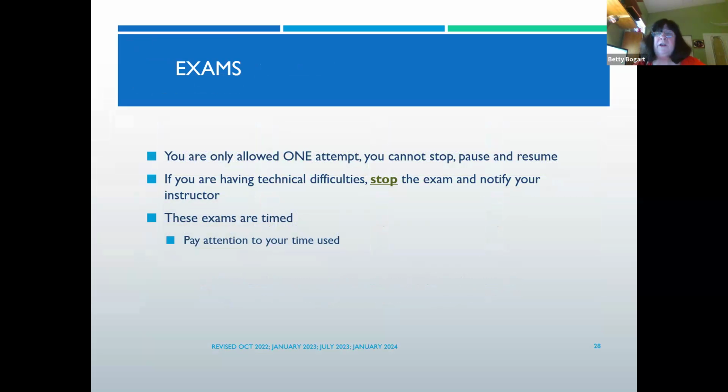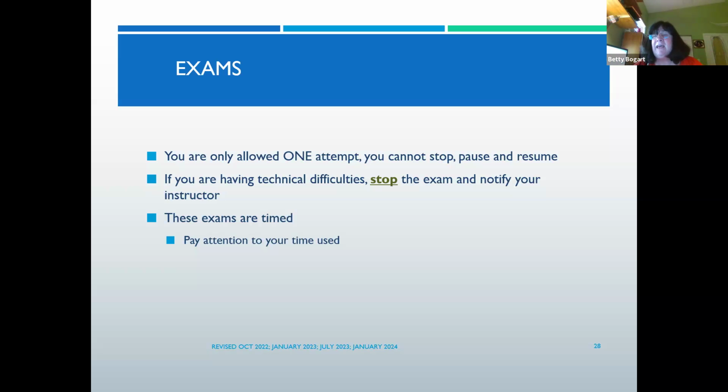Exams are only one attempt. And quizzes too, right? What happens if all of a sudden the power goes out, internet goes out, or your computer turns black? I've had all of these things happen. Number one, don't worry, especially in an exam, it's not lost. What you've done will stay there. You don't have to quick upload before you X out. It's still going to be there, okay?